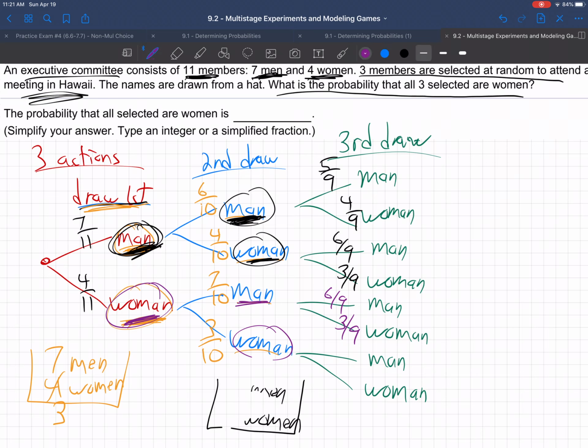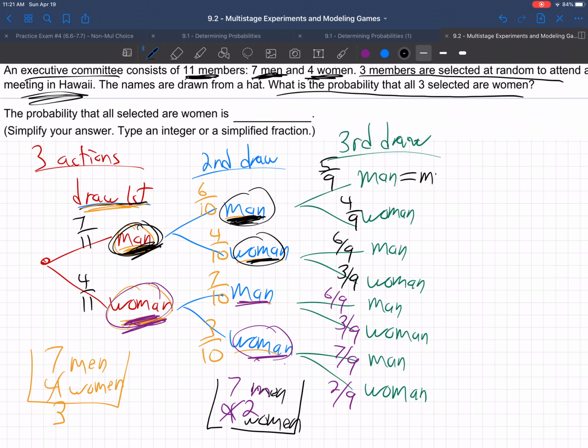So again, originally we had 7 men and 4 women, but if we got woman on the first draw and woman on the second, that would only leave 2 women names left. So the chance of getting man on the third would be very likely, 7 out of 9. Woman would be 2 out of 9. Okay, let's put all these together.